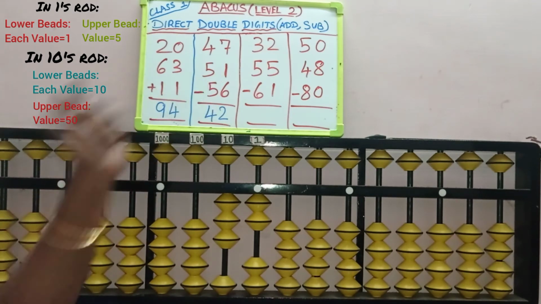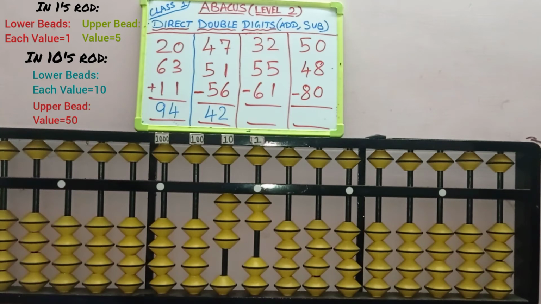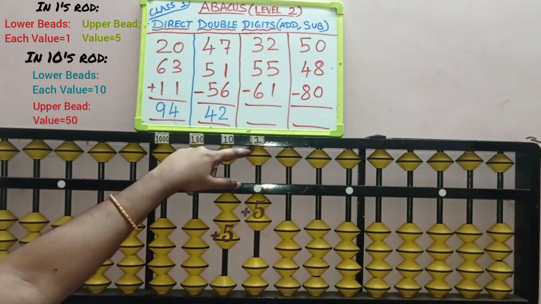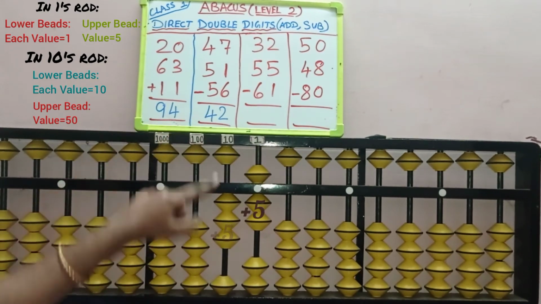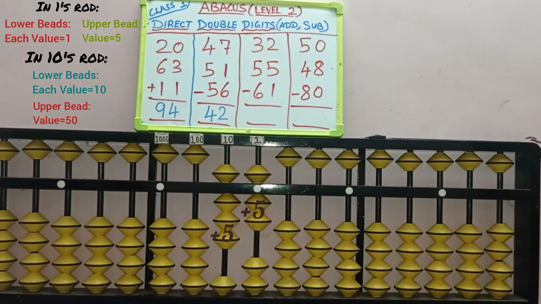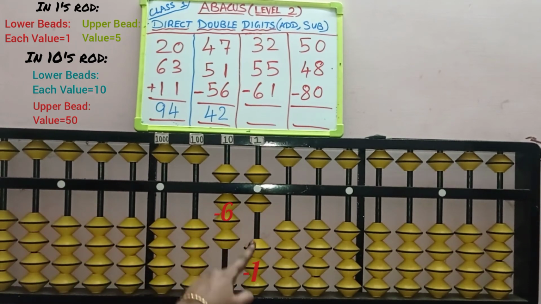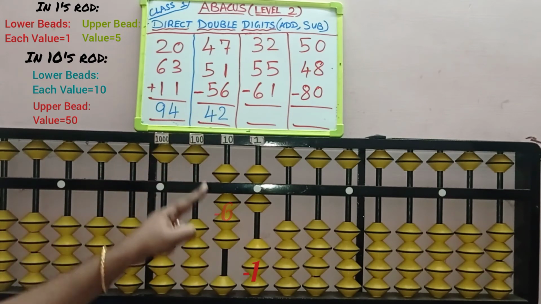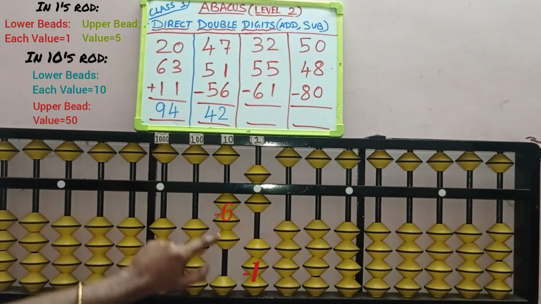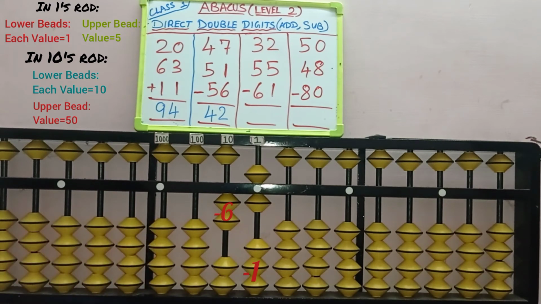Next, second row plus 55. If it doesn't have any symbol, we should consider it as a plus sign, okay? So do plus 55, that is, add 5 in the 1's rod and add 5 in the 10's rod. So 55 is added. Next, third row minus 61, that is, remove 1 bead from the 1's rod and remove 6 beads from the 10's rod, okay? So do minus 1 in the 1's rod, 1 bead is removed, and do minus 6 in the 10's rod. 50, 60. So minus 61 completed, okay?